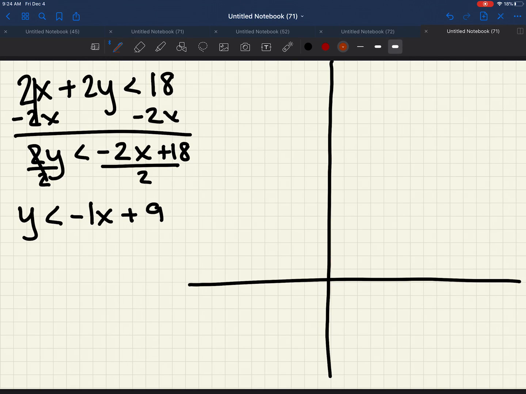Yeah, so if it's not in slope-intercept form, we got to put it in that form first, so we can use our slope and y-intercept. Okay? All right. Down one, to the right one. Good, because my slope is -1, or -1 over 1. So down 1, right 1, down 1, right 1. Okay? What type of line would you have here? Dotted. Dotted line, because it's just less than.